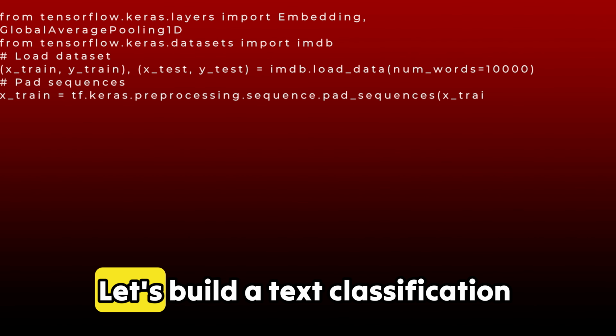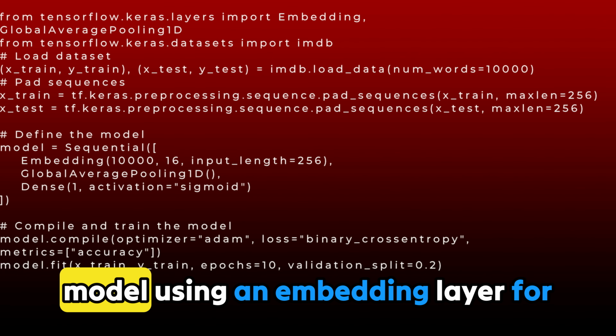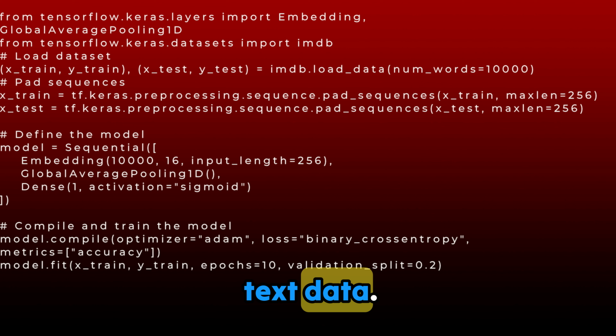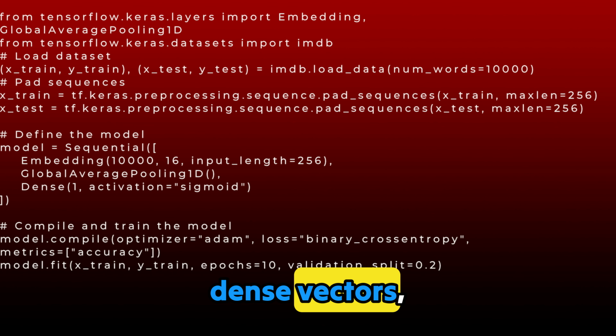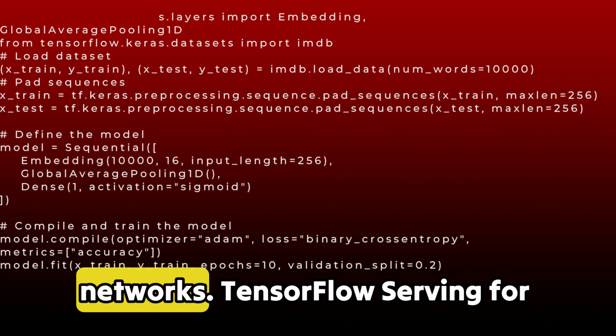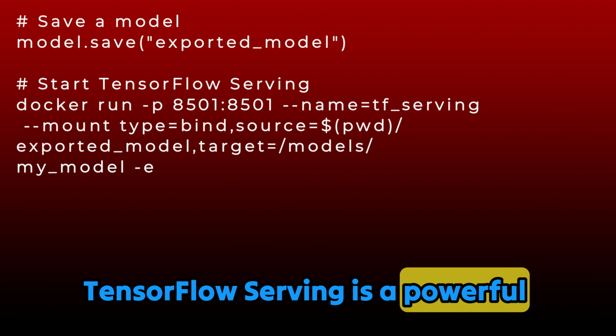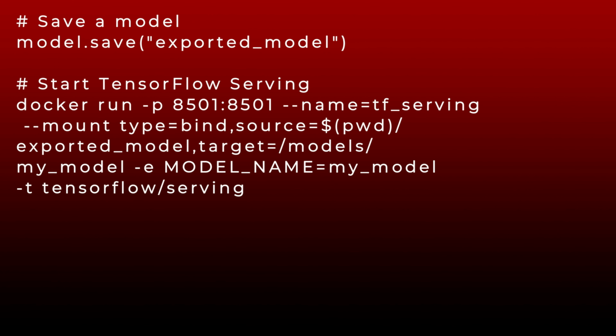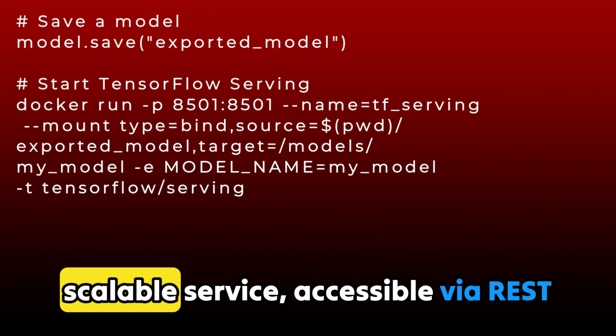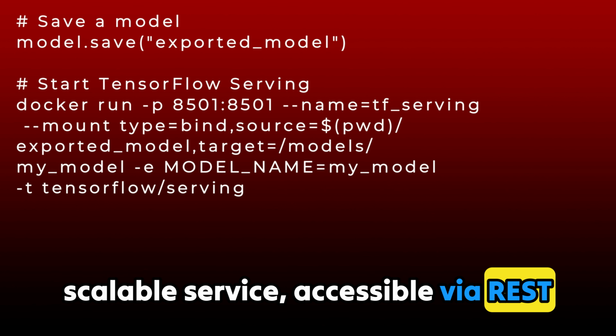Text classification with TensorFlow. Let's build a text classification model using an embedding layer for text data. Embedding layers convert text into dense vectors, making it usable for neural networks. TensorFlow Serving for model deployment. TensorFlow Serving is a powerful tool for deploying models as REST APIs. This deploys your model as a scalable service, accessible via REST endpoints.